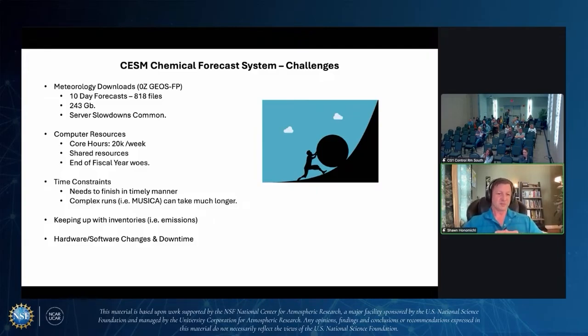And then there's some other things like keeping up with the emissions inventories. They're always updating them, and we have to run them out ahead of time to keep them in the future. And we only do so much of that at once to keep the file sizes from getting too large. And then there's hardware and software changes and downtime, which I'm dealing with currently.